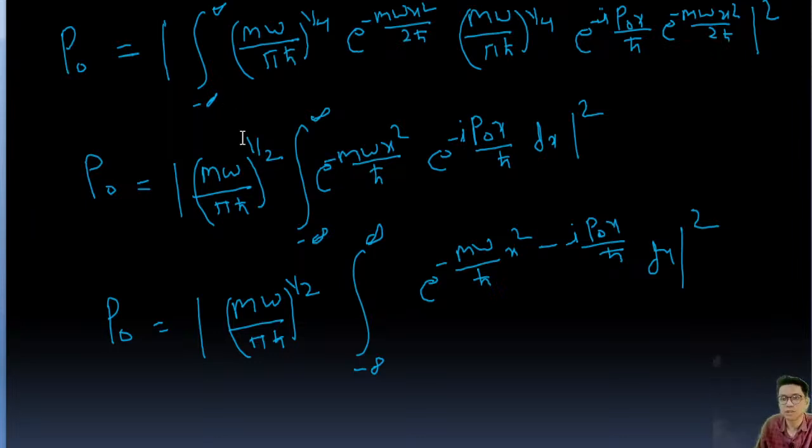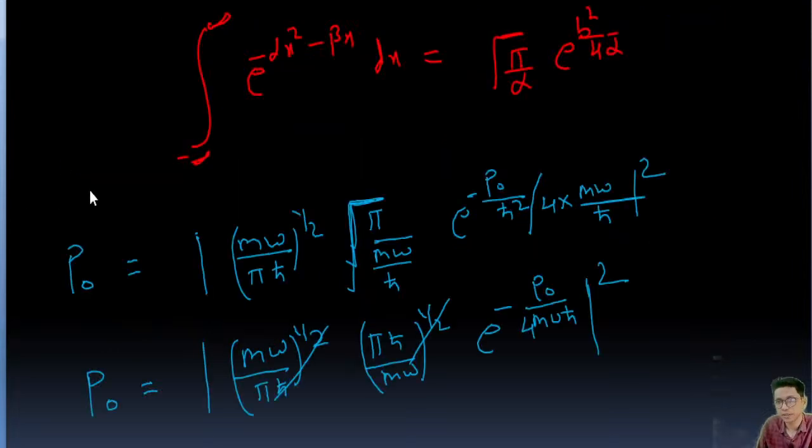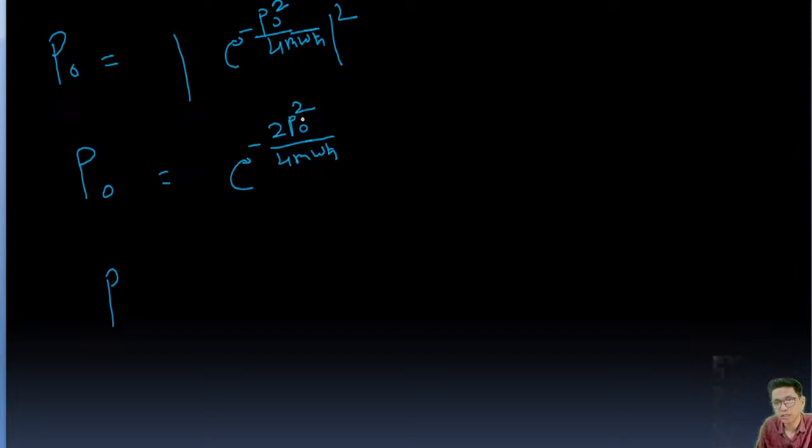Here we have made one thing. This is b square upon 4a, right? So b square means p naught square upon h cut square. So here this will be p naught square, and the 2 will get multiplied: 2 p naught upon m omega h cut. So this is e to the power minus p naught square upon 2 times m omega h cut.